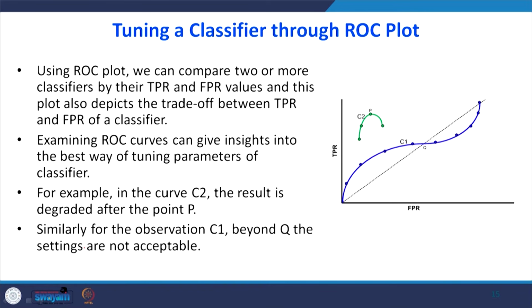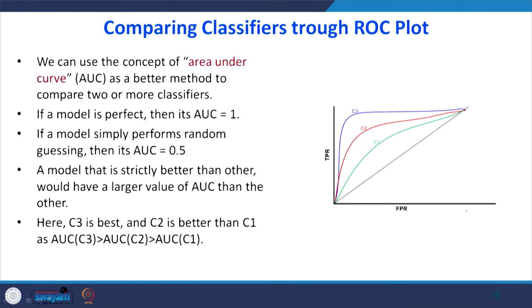Similarly for the observation C1, beyond Q the settings are not acceptable because there is a comparatively higher false positive rate when compared to true positive rate. Now there are different classifiers, comparing different classifiers through the ROC plot. When you look at this picture, you see that there are C1, C2, C3.